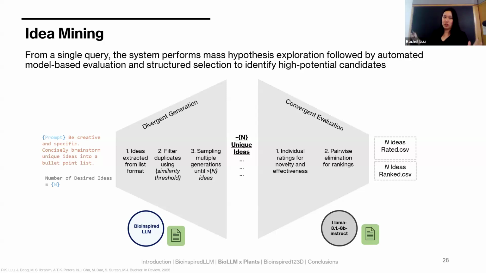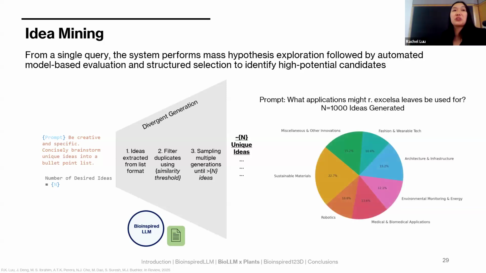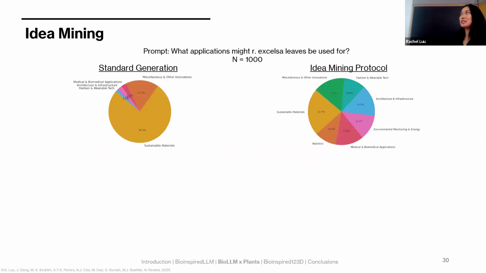And with something like this, you might be wondering, okay, does this really actually help? And specifically for divergent generation, you might be wondering, is it exploring the design space better? And we find that it does particularly well, especially for the standard question of what applications could this plant material be used for? It's giving us ideas spanning from architecture to environmental monitoring to biomedical applications. And when you compare that to just a standard generation where we're just using an off-the-shelf LLM, you'll see that, yeah, it will hone in on sustainable materials because that's definitely the most popular application and knee-jerk reaction.